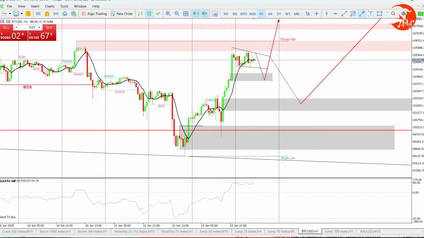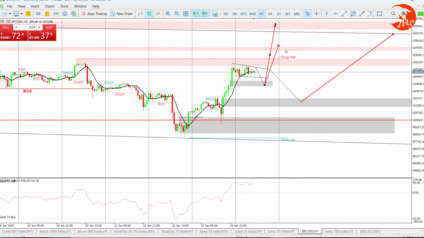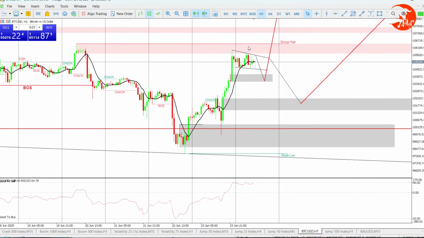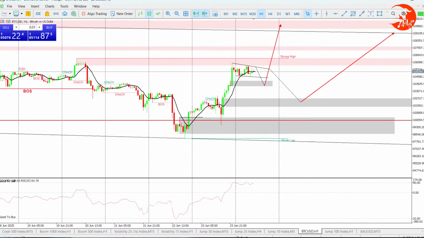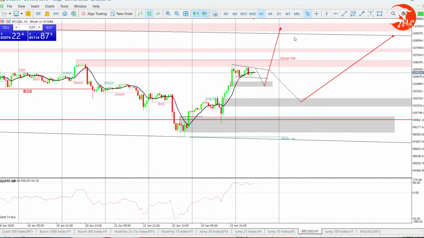So this move right there is going to be equivalent to this move right here. That's what we need. So you need price to get there. After price reacting at least here or here, it's going to take us all the way up there.